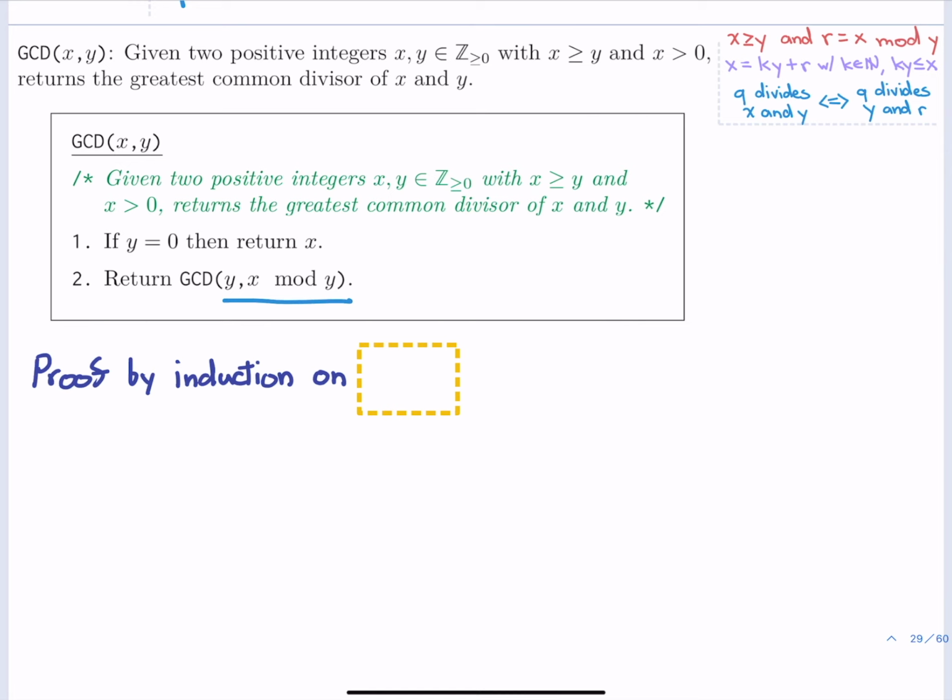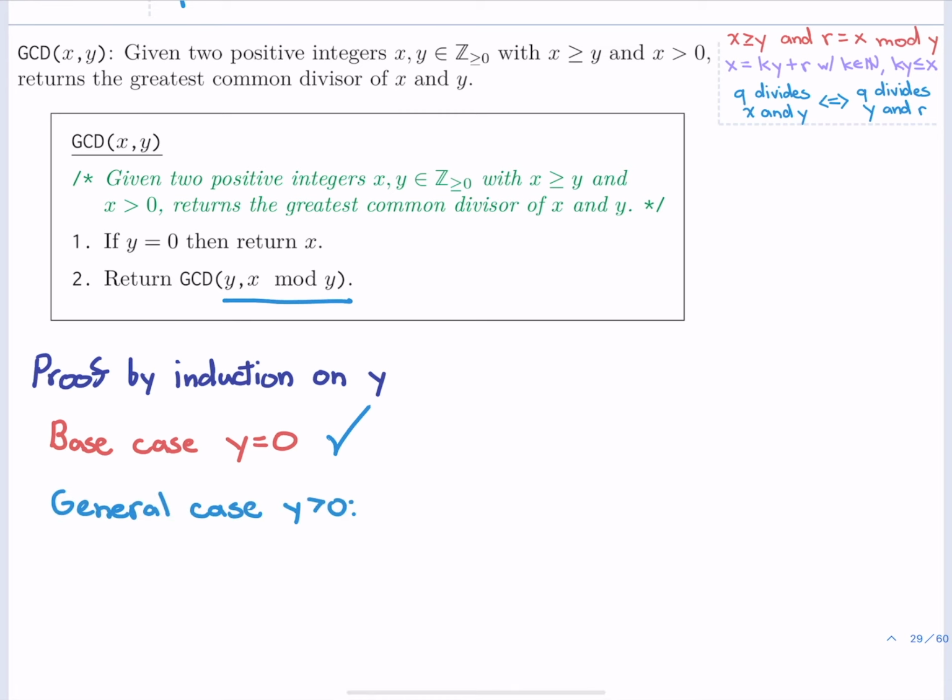Y. Okay, so in this version of the algorithm, y does go down, because the remainder is always some number smaller than y, strictly smaller actually. So if I'm doing proof by induction on y, what's the base case? Y is 0. I think that is easy enough. If y is 0, you should just return x because that's the definition. Otherwise, in the general case, you assume by induction it works for all smaller values of y.